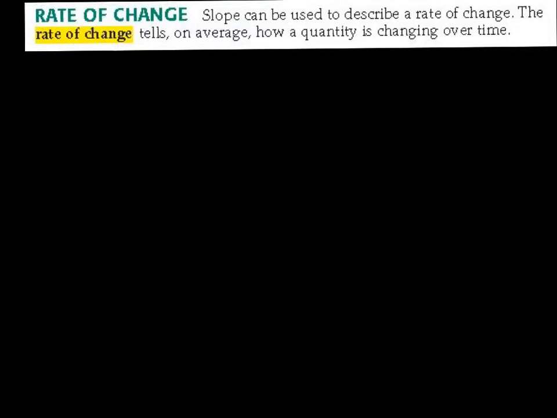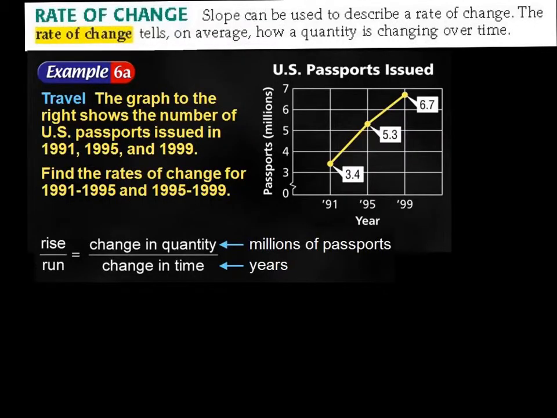Slope can be used to describe a rate of change. The rate of change tells, on average, how a quantity is changing over time. The graph to the right shows the number of U.S. passports issued in 1991, 95, and 99. Find the rates of change for the years 91 to 95 and 1995 to 1999. So in example 6, they're really giving us 2 rate of change problems to do. Like we did 2 for example 5, we're going to do 2 for example 6.